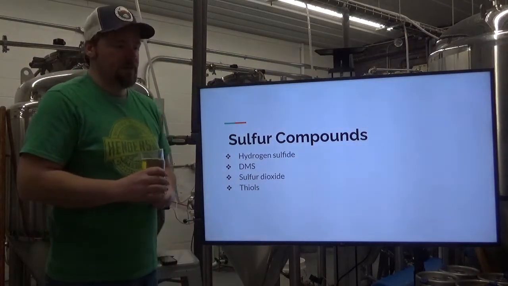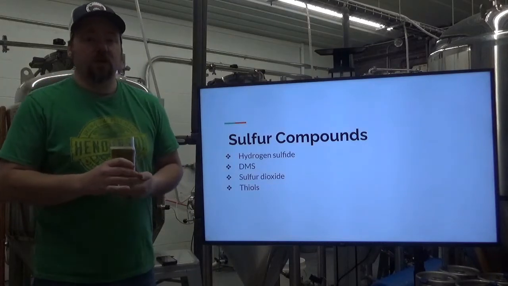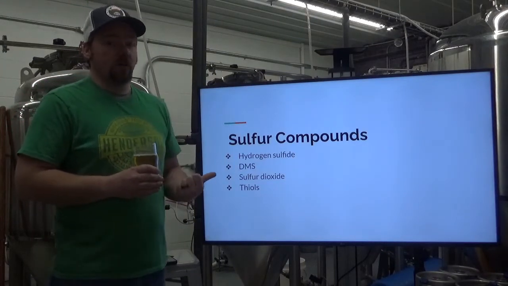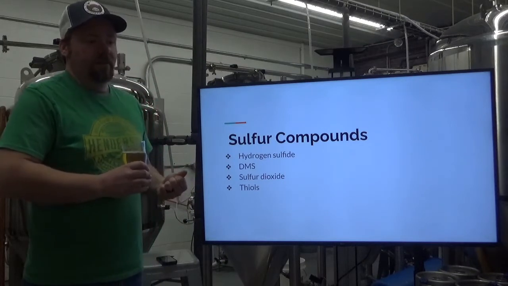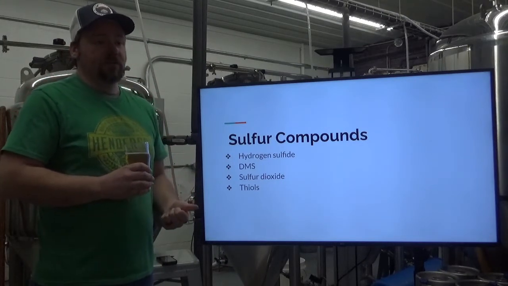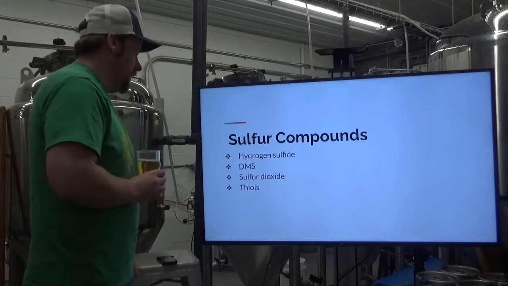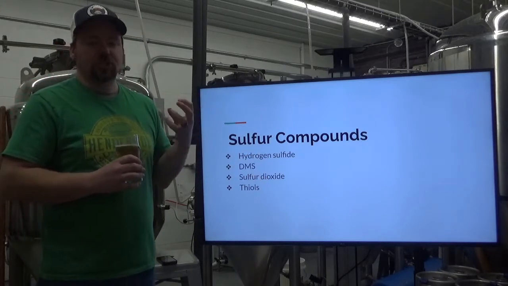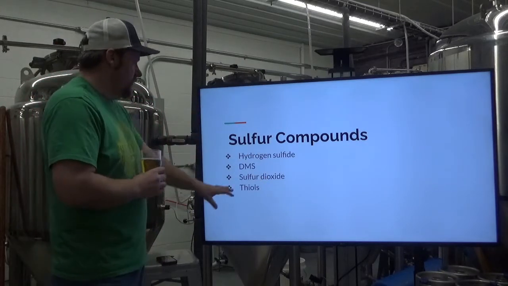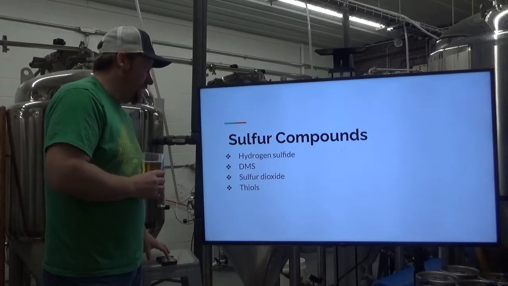Sulfur compounds are very important. Number one, because of their very low threshold for affecting aroma and flavor in beer. Humans have a very low threshold for sulfur compounds in general because usually they're associated with rotten or spoiling food. Hydrogen sulfide has a rotten egg or just a general egg flavor. DMS, sulfur dioxide, and thiols round out our list here.